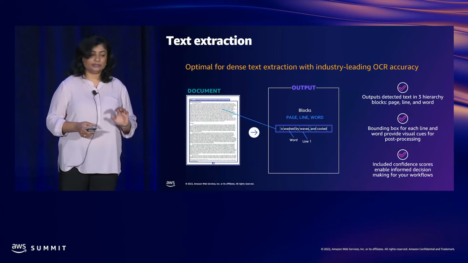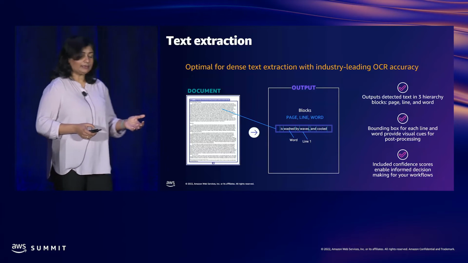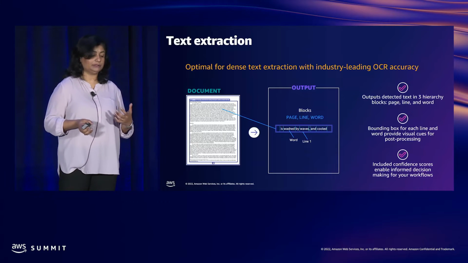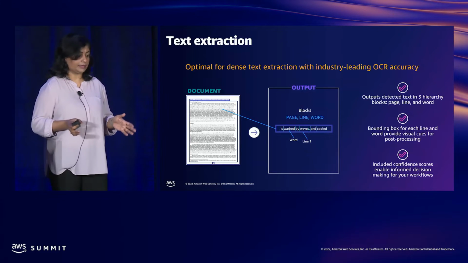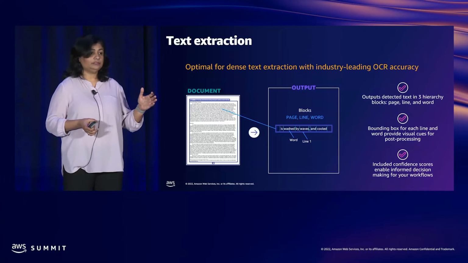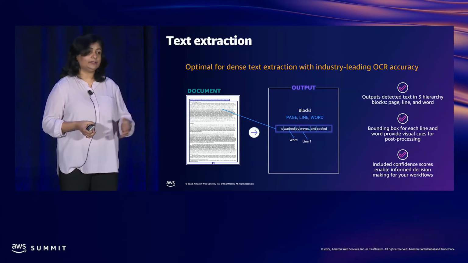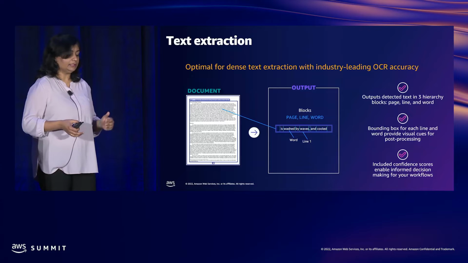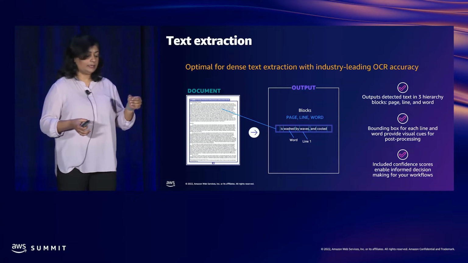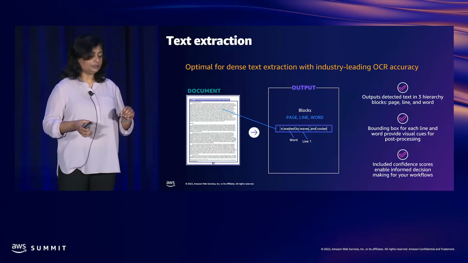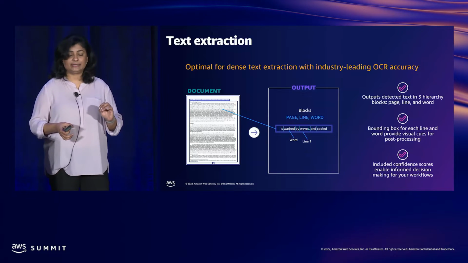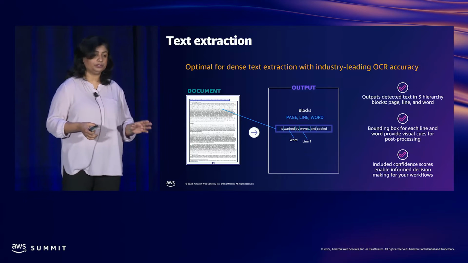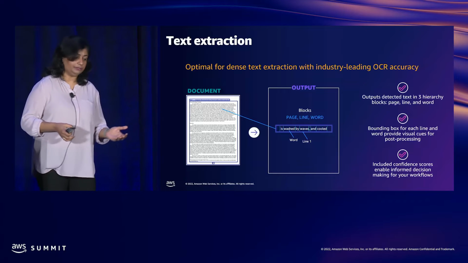Let's dive a little bit more into text extraction. Text extraction, or the Detect Document API, is optimal for dense text extraction, and it has industry-leading OCR accuracy. So you can feed in documents such as an email or letter or a book into the Detect Document API, and it'll result in blocks which consist of three things: page, line, and word. With each word, you will also get metadata which says if it's handwriting or printed text. You can use that information if you want to route it to a human review for extra verification.